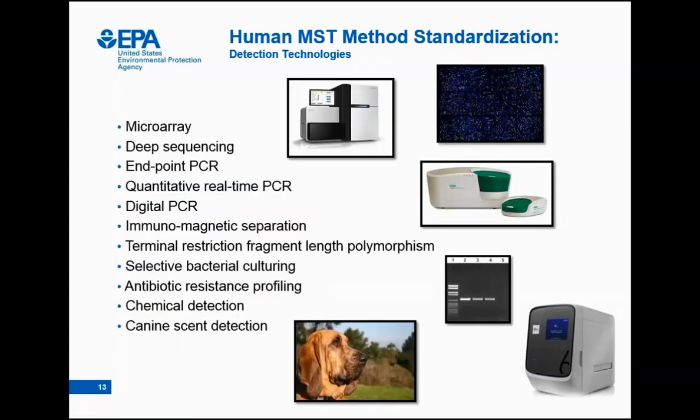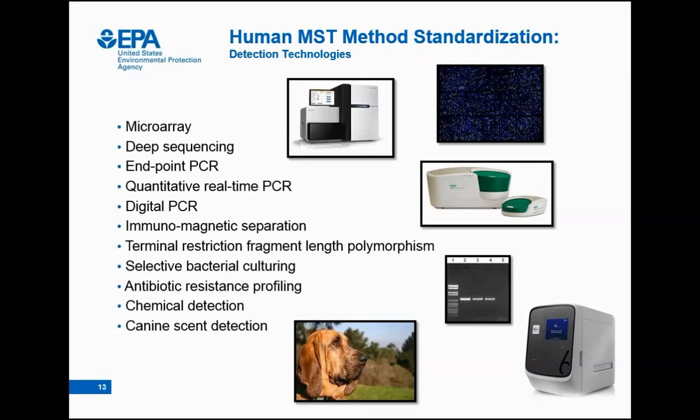So there are a number of detection technologies. People on the call that are familiar with microbial source tracking know that there are many different methods, many different tools and different technologies. This is just a list of some of the ones that are currently in use. You have things such as microarrays, deep sequencing, different types of PCR and quantitative PCR, antibiotic resistance profiling. There are different types of chemicals that can be measured. And there are even groups out there using canine scent detection. So how do we figure out which method we should choose to standardize?